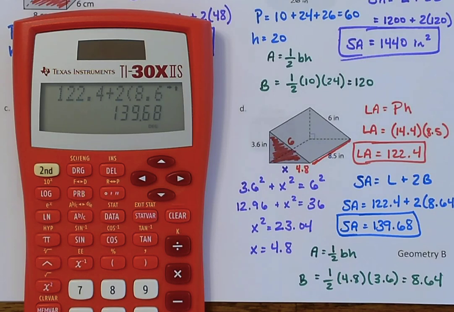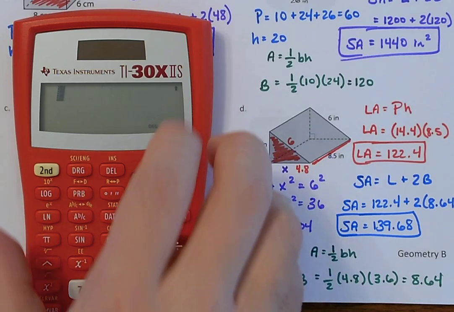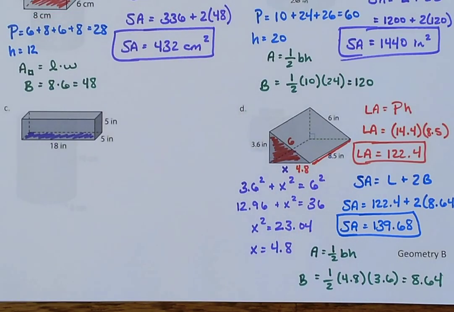Surface area is your lateral area that we just figured out from that P times H, plus 2 times the area of the base. So you have to figure out the area of the base, whether it's a triangle or a rectangle, multiply that by 2 and add it to the lateral area. And that tells you your surface area. So that is how you go through and find lateral and surface area of prisms.